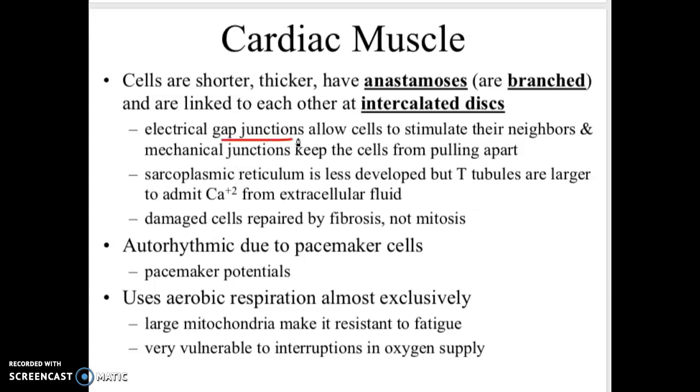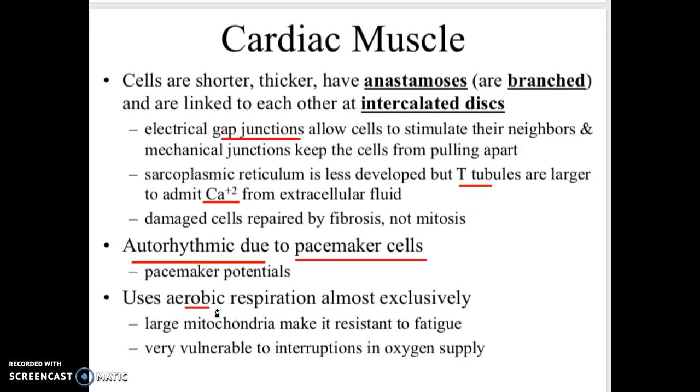So they use gap junctions, and the sarcoplasmic reticulum is less developed, but T tubules are bigger, so you get calcium from extracellular fluid. They are autorhythmic because the pacemaker cells are telling the cardiac muscle when to contract, and it continues on a beat.